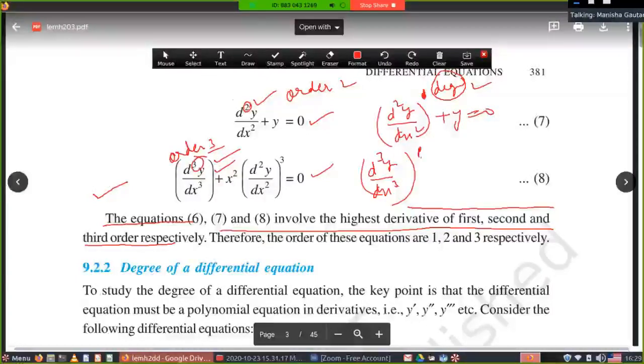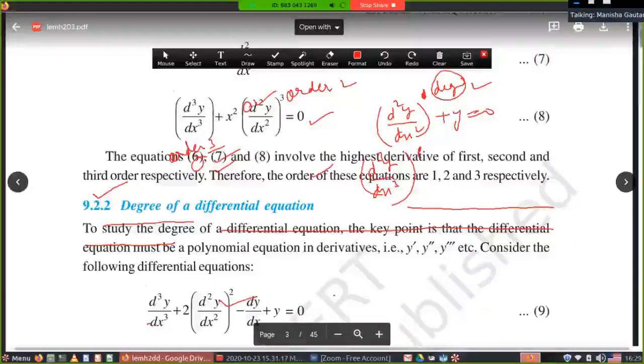To study the degree of the differential equation, the key point is that the differential equation must be a polynomial equation. It means before we go to find out the degree of the differential equation, first you have to check whether it is a polynomial equation or not. If it is not a polynomial equation, you can't find the degree of the differential equation. This is an important point which you have to learn.